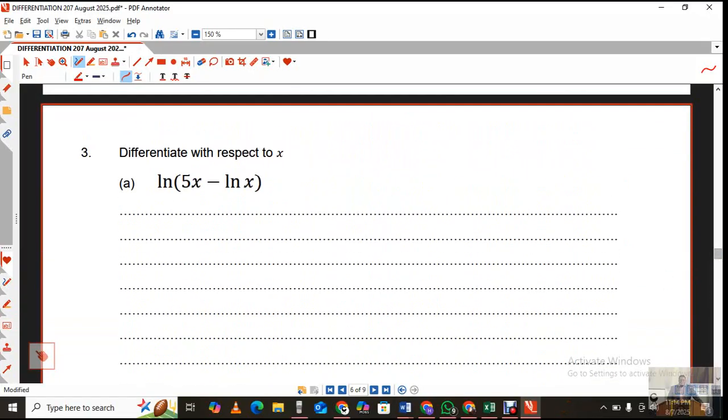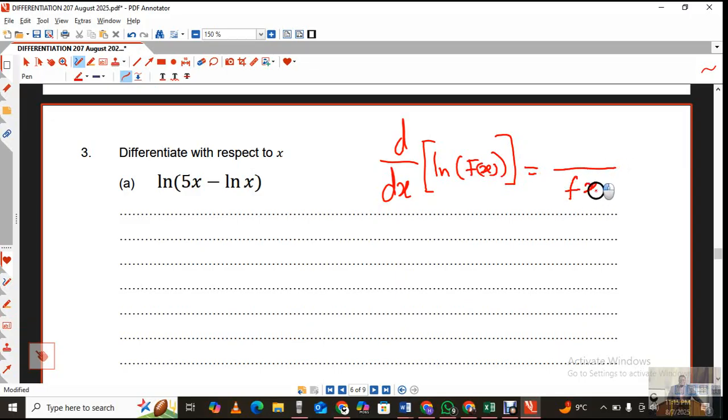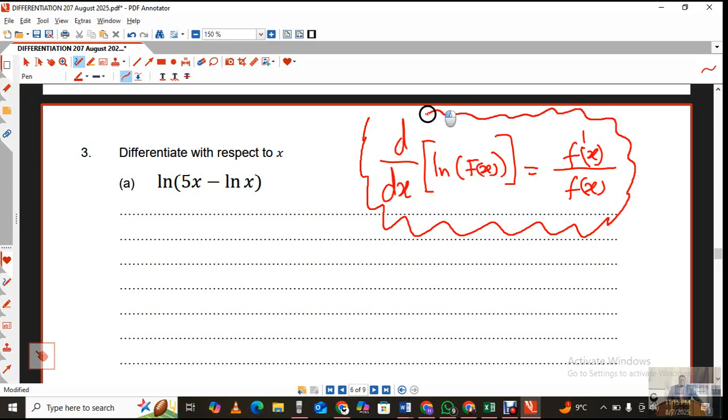When you differentiate a natural log function with respect to x, the general rule of thumb is that when you do d by dx of the natural log of, say, a function of x, it's always that function of x, that stuff inside, over the derivative of that stuff. If you remember it like that, you would not really have a problem whenever you deal with that.